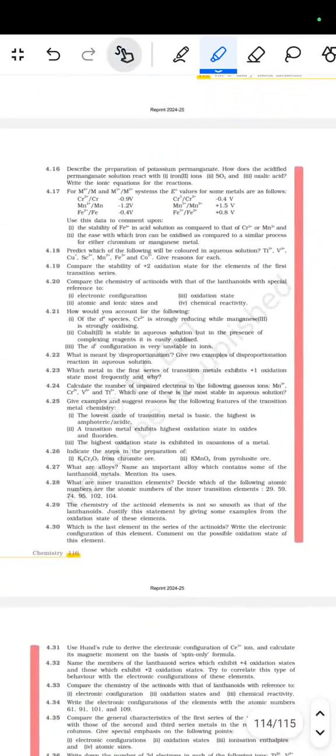Then describe the preparation of potassium permanganate. How does the acidified permanganate solution react with iron(II) ions, SO2 and oxalic acid? Write the ionic equations for the reactions.